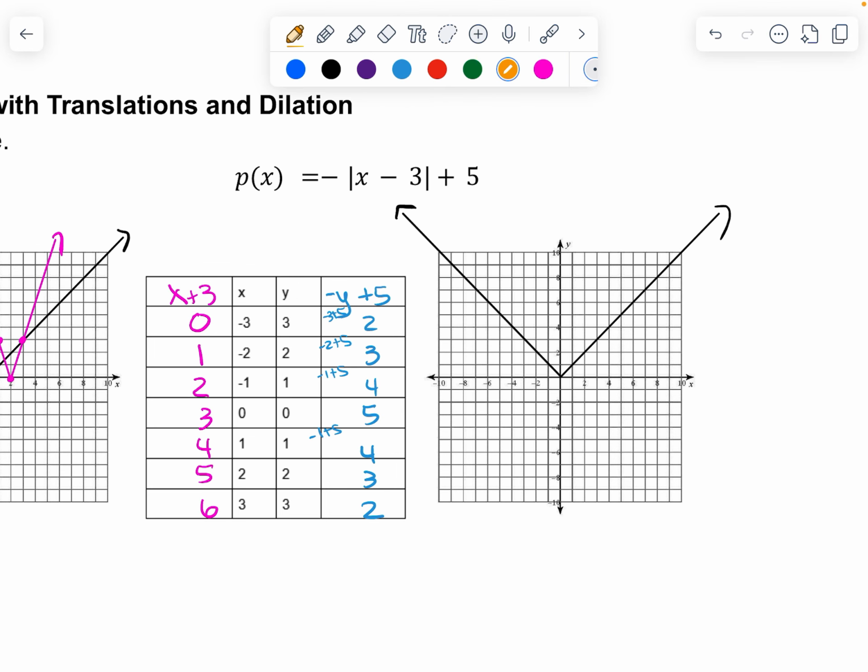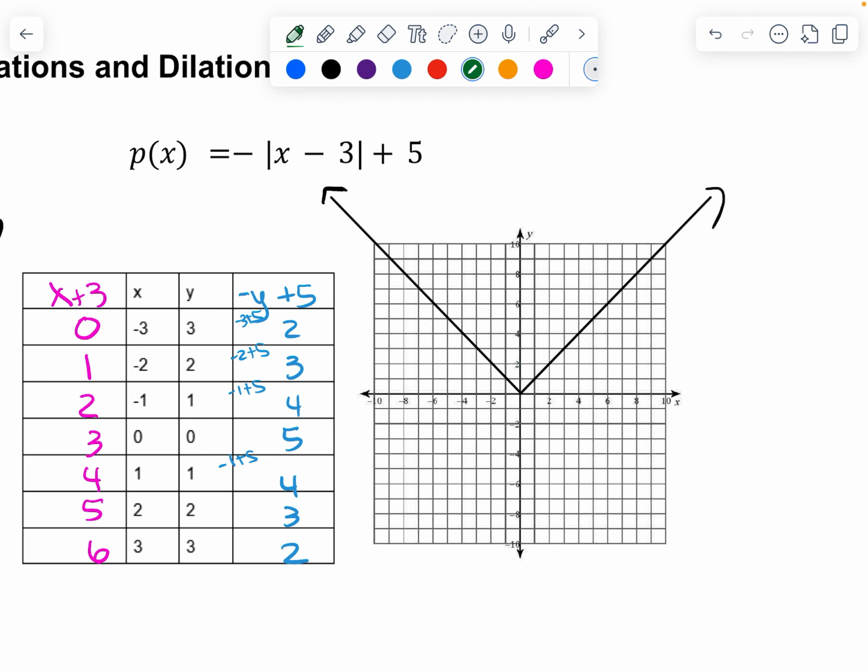Okay. I'm going to do green. 0, 2. 1, 3. 2, 4. 3, 5. 4, 4. And voila.